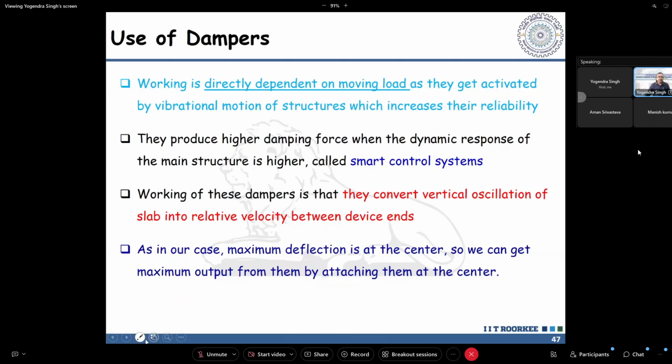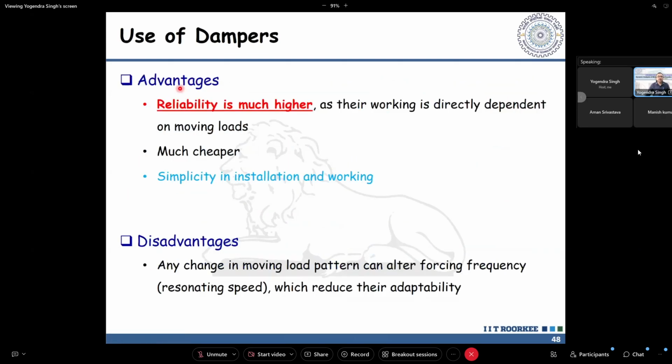So different types of such dampers are possible. And when we are using dampers, the reliability is much higher. We are more confident about their functioning because they are going to work under moving loads. These are generally much cheaper as compared to other options, and they are simple to install. We just have to connect them at the two ends on the bridge, and even the stopping of traffic may not be needed.